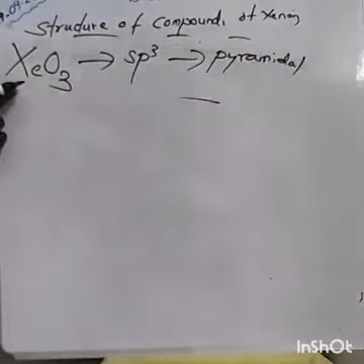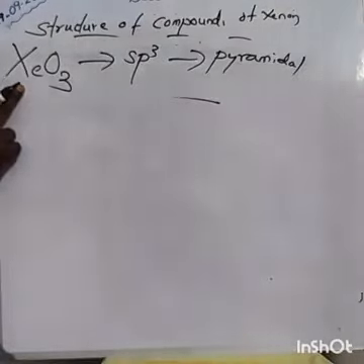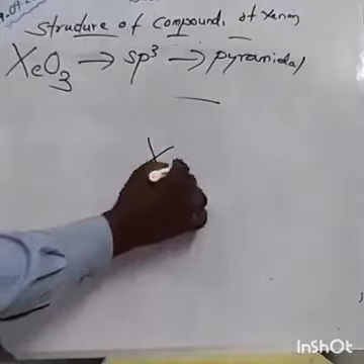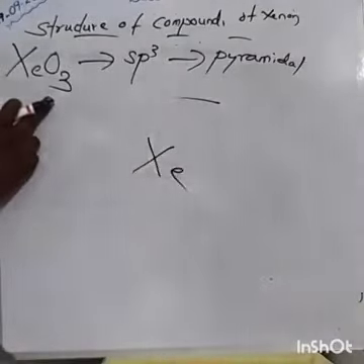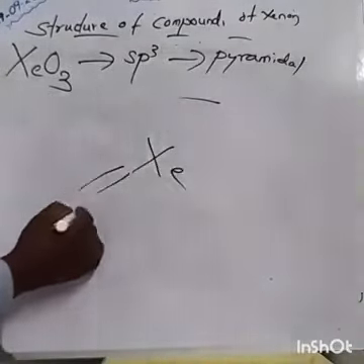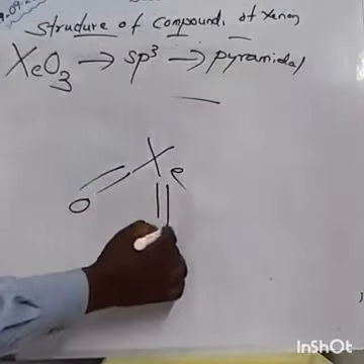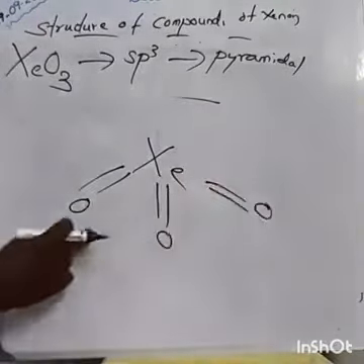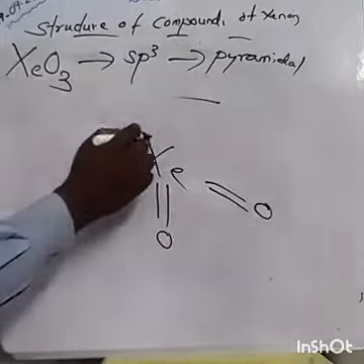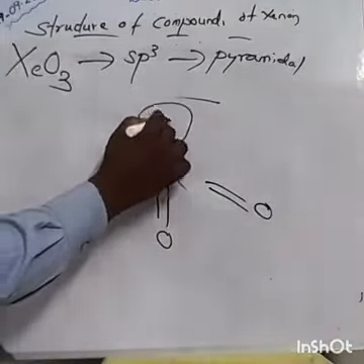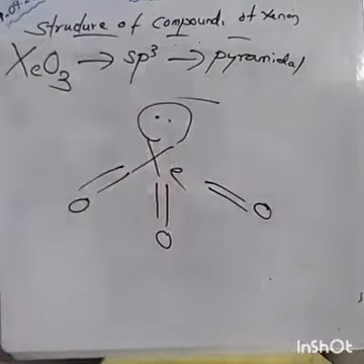How can you draw xenon trioxide? Here, how much xenon is there? Only one xenon, okay? How much oxygen is there? Three oxygen. The bonds are double bond, double bond, double bond. Xenon trioxide also has one lone pair of electrons. Okay? Can you draw?